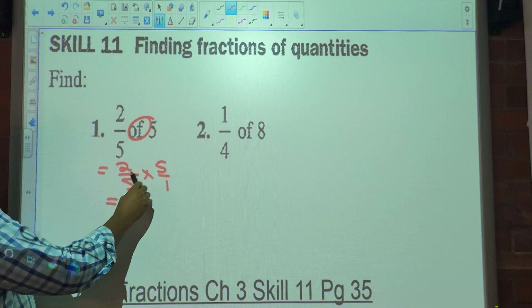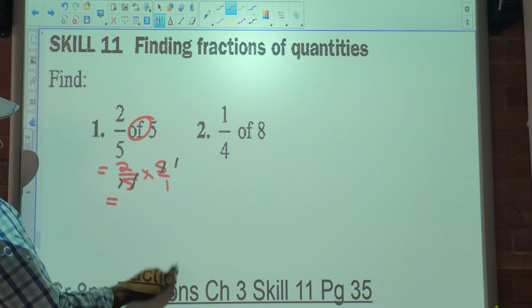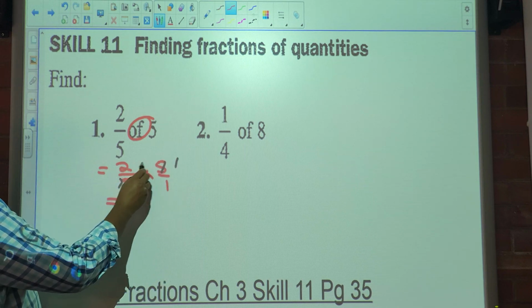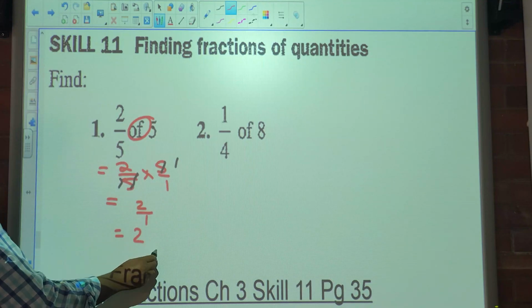Is there anything that can cancel here? 5 going into 5 once, 5 going into 5 once. Anything that cancels here? No. 2 times 1 is? 1 times 1 is? Give an answer.